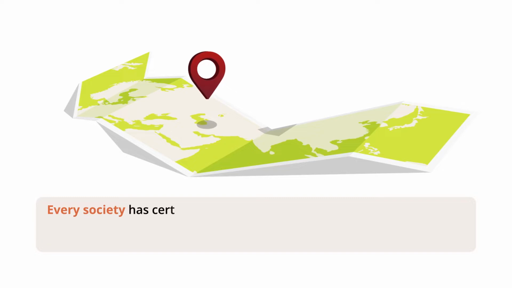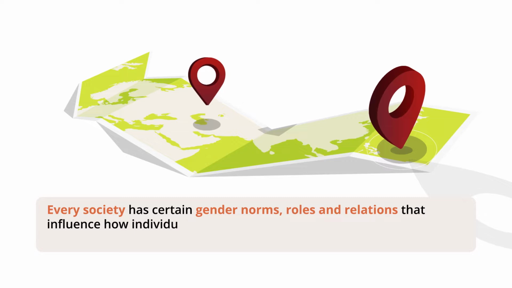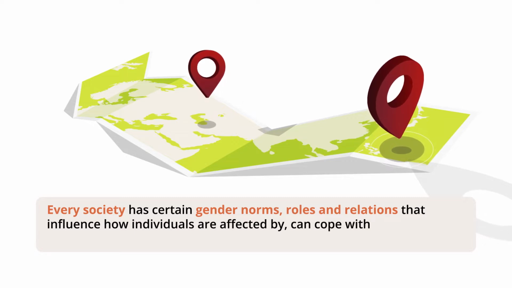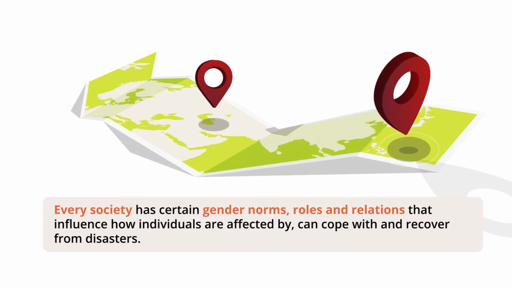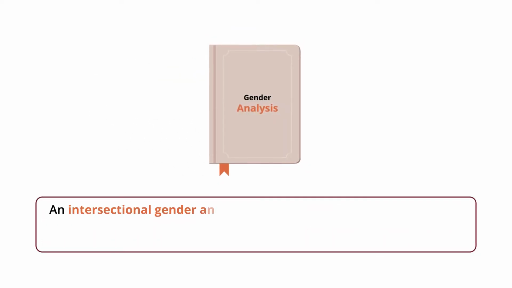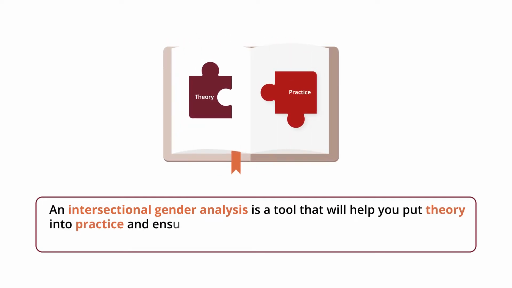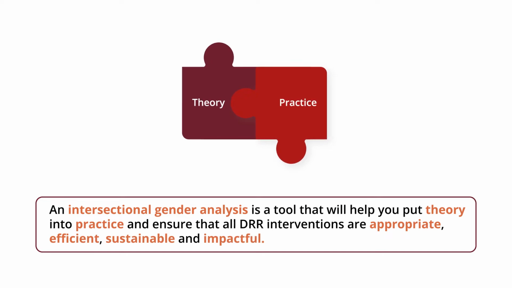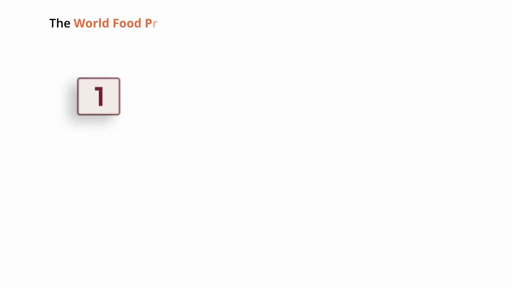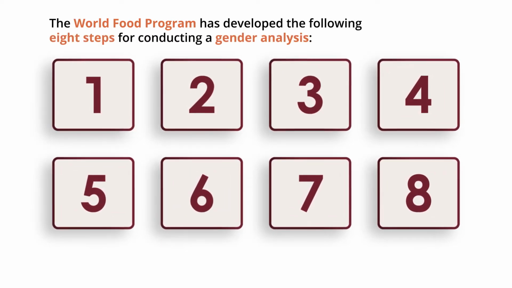Every society has certain gender norms, roles, and relations that influence how individuals are affected by, can cope with, and recover from disasters. This is why you must conduct an intersectional gender analysis. This tool will help you put theory into practice and ensure that all DRR interventions are appropriate, efficient, sustainable, and impactful. The World Food Programme has developed the following 8 steps for conducting a gender analysis.